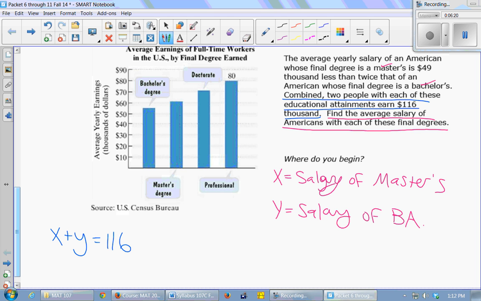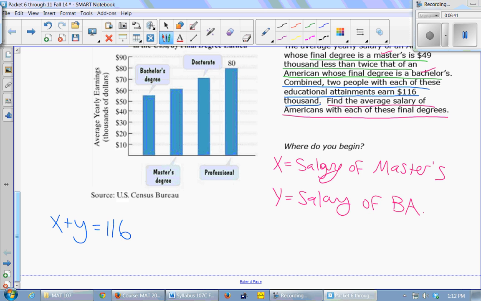If your final degree is a master's, your average salary is 49,000 less than twice that of someone who has a bachelor's. 2y minus 49. Yeah, double someone who has a bachelor's. 49,000 less than that means subtract 49, and that should give you x, right? That should tell you x.